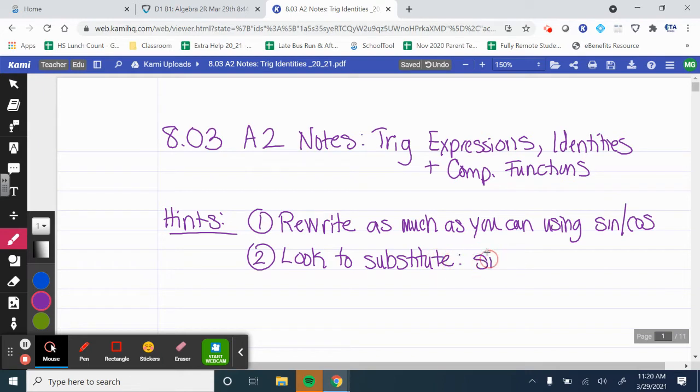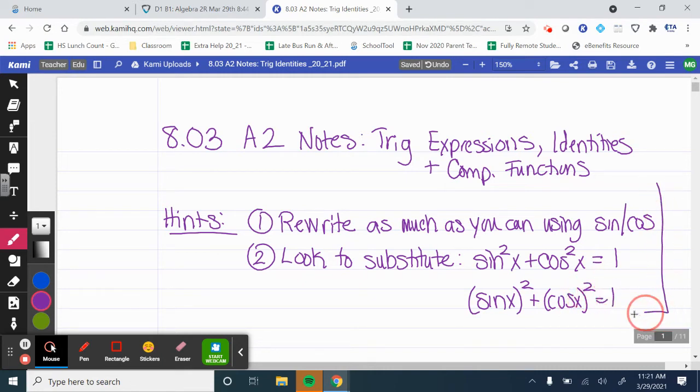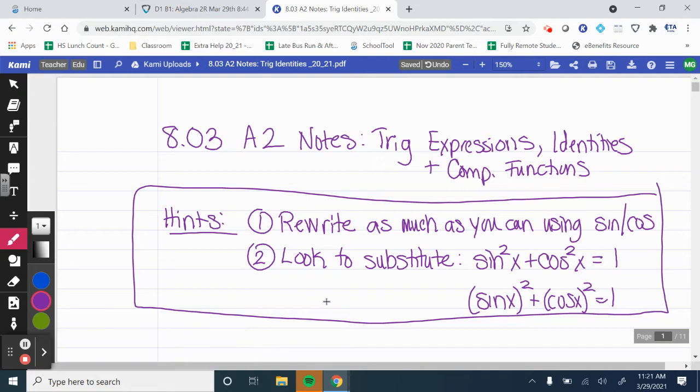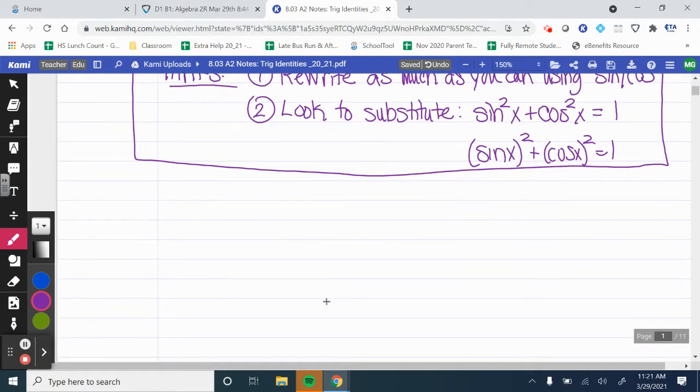Substitute, which is sine squared plus cosine squared equals 1. And again, this is the same thing as saying sine of x squared plus cosine of x squared equals 1. So those are your two big hints that should help you as we do these. All right, so let's take a look at the first one.